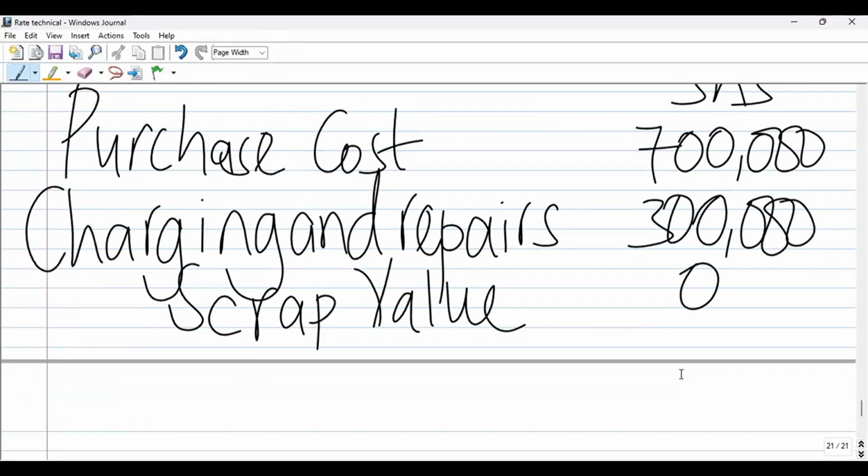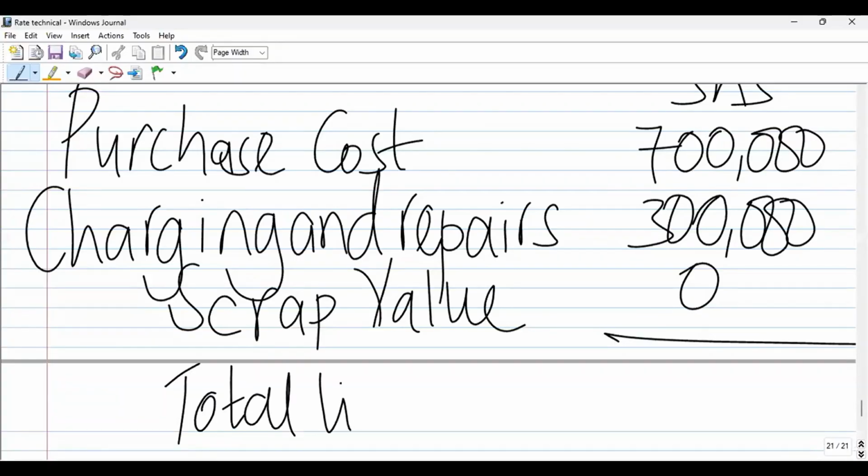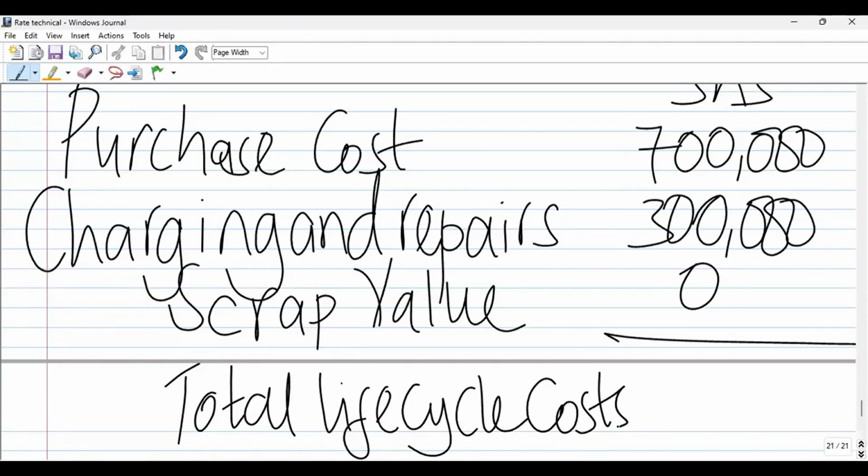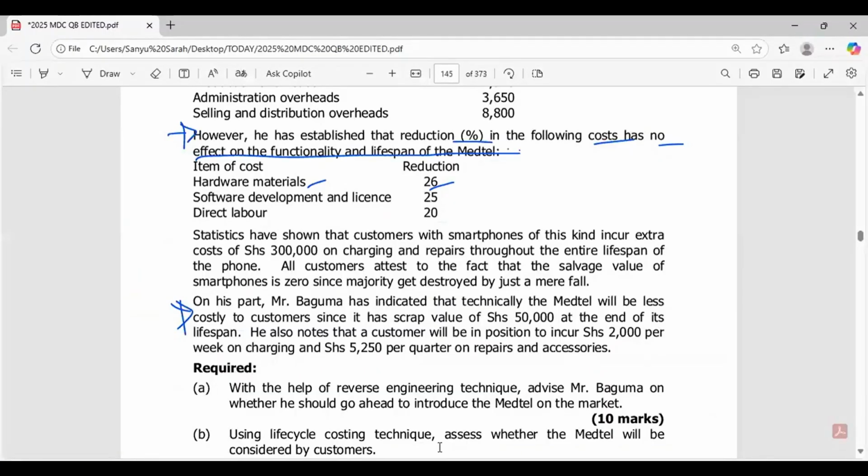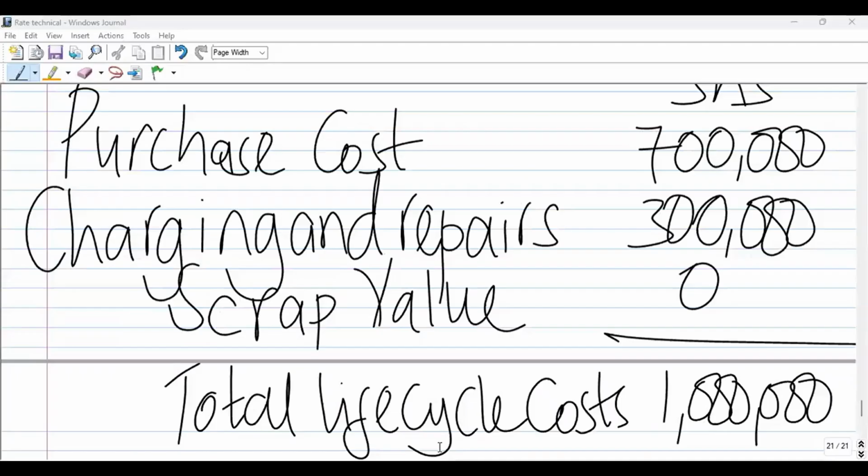We don't have anything else. Total cost, total life cycle costs. For phones of similar kind, these are the only costs they are giving us. We don't have any other. 1 million. So they told you to advise Mr. Baguma on whether the Meditel will be considered by customers. If we are to use target costing, do you think customers will like the Meditel? Yes, they will.